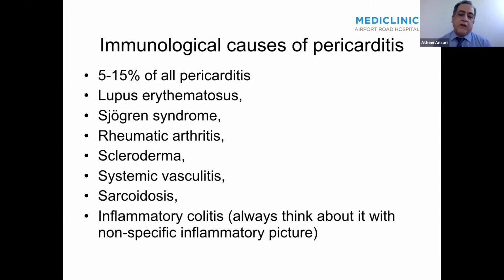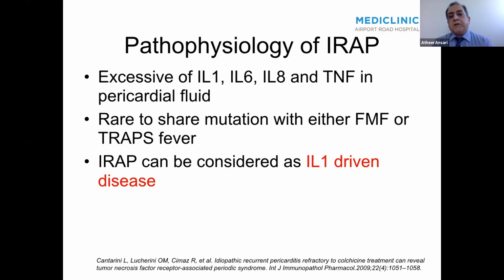I want to highlight one thing here, which is inflammatory bowel disease. Inflammatory bowel disease quite often is a subtle inflammatory process. People come with a non-specific inflammatory process, and only after a while we find out it is coming from the bowel. So always keep this condition in mind. And what they call idiopathic recurrent acute pericarditis, in the pathological study on it, they found excessive interleukin-1, interleukin-6, 8, and TNF in the pericardial fluid. Also, genetic studies showed there is some rare but shared mutation with FMF and TRAPS fever. So IRAP has been considered as an IL-1 driven disease.